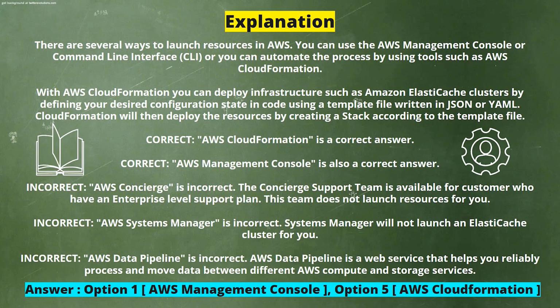Incorrect. AWS Concierge is incorrect. The Concierge support team is available for customers who have an enterprise-level support plan. This team does not launch resources for you. Incorrect. AWS Systems Manager is incorrect. Systems Manager will not launch an Elasticache cluster for you. Incorrect. AWS Data Pipeline is incorrect. AWS Data Pipeline is a web service that helps you reliably process and move data between different AWS compute and storage services.